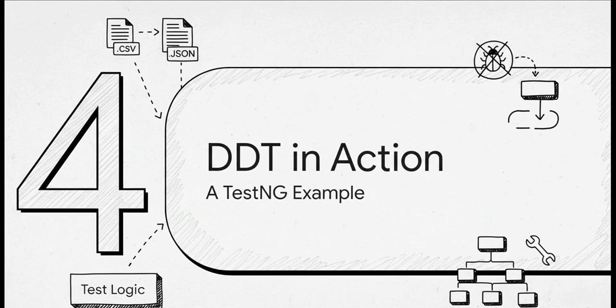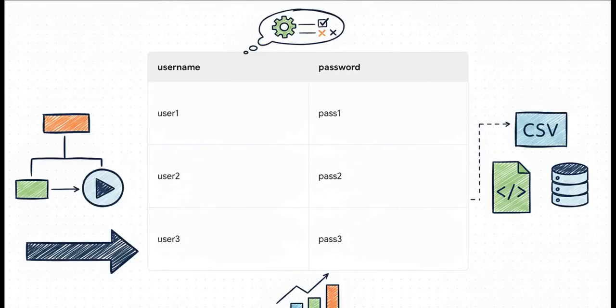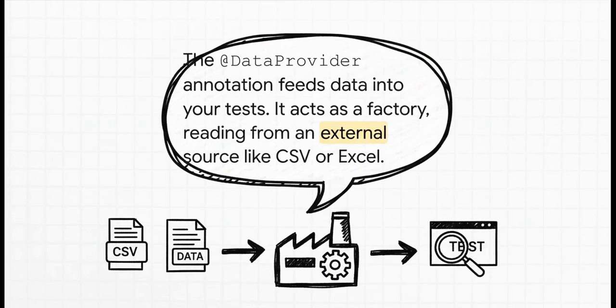Okay, theory is great, but let's actually see what this looks like in the real world. We're going to walk through a super simple, practical example of data-driven testing using TestNG. So before we even peek at a line of code, let's look at our data. Imagine this is our CSV file. It's simple, it's clean, and most importantly, it's completely separate from our test logic. We've got 3 different sets of credentials we want to test our login flow with. Super easy.